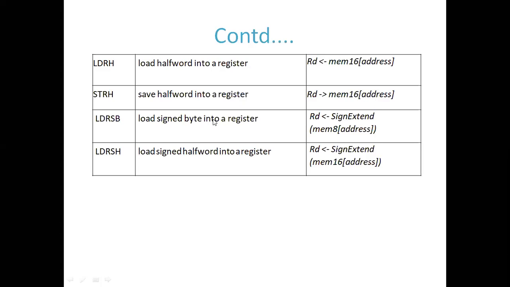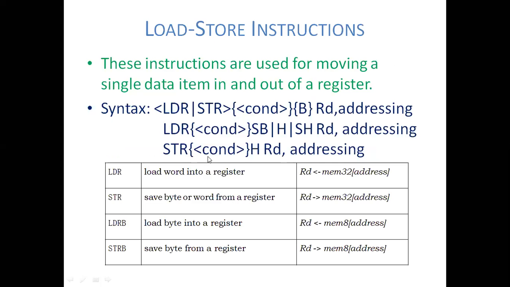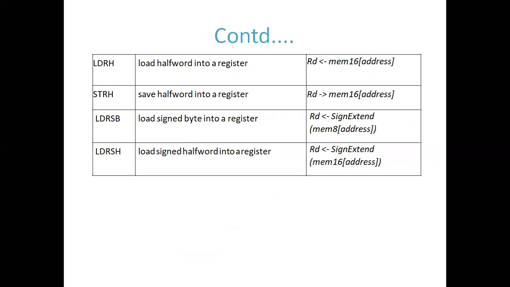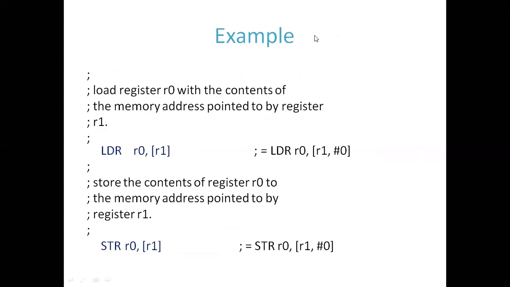And similarly, load signed byte into a register, a signed byte will be moved from a memory location into a register. And similarly, load signed half word, that is a 16-bit sign-extended value will be moved from an address into a destination register. These are the few instructions which are basically used to load and store values either from memory into a register or from a register to memory. And here is one example.